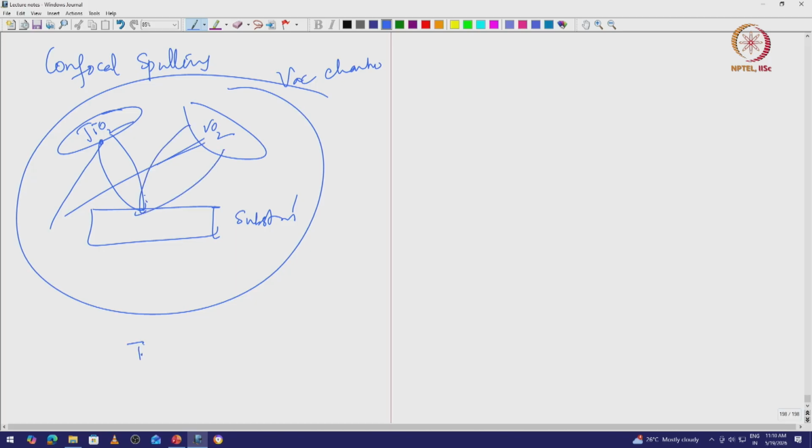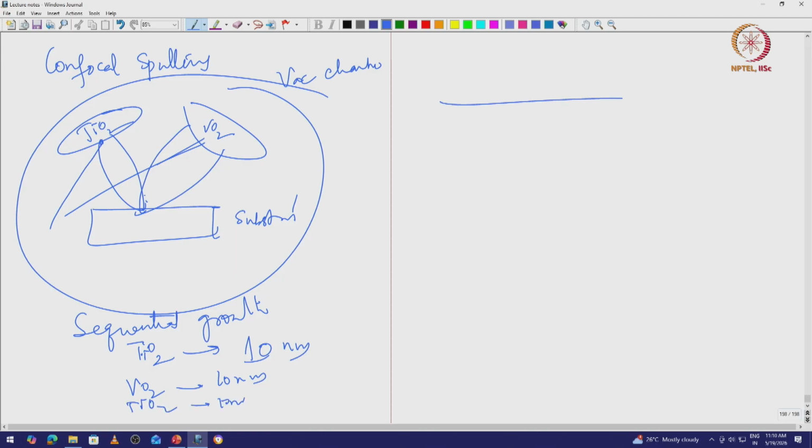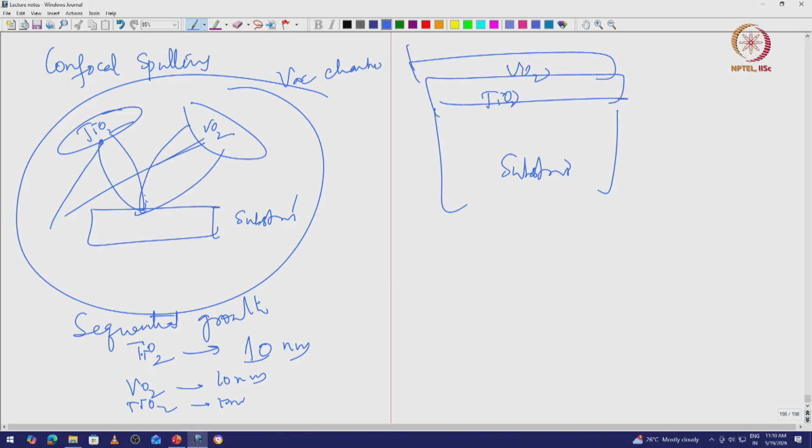So first titanium oxide, sequential growth, right. So first titanium oxide of 10 nanometers, followed by vanadium oxide of 10 nanometers, followed by titanium oxide of 10 nanometers. So then I can actually grow on a substrate a titanium oxide layer, followed by a vanadium oxide layer, followed by a titanium oxide layer, right. So I can make sure that the interfaces are clean, sharp, whatever. And then I can study the interface physics between titanium oxide and vanadium oxide. I can make new devices at the interfaces, and so on.